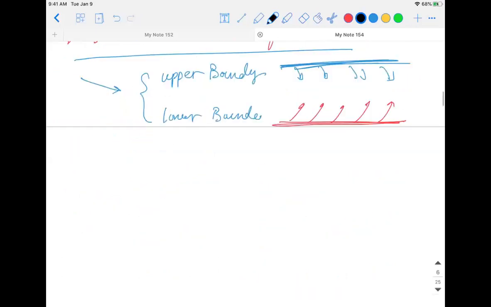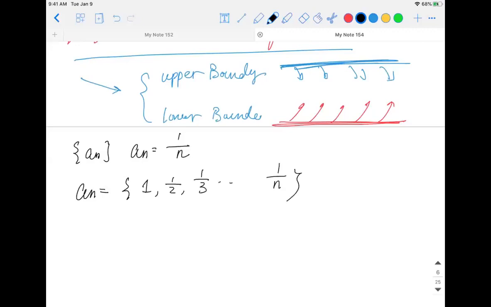Let's say I have a sequence a_n, and a_n equals 1 over n. If I write it out, a_n can be 1, 1 over 2, 1 over 3, 1 over 4, 1 over n, right? For sure, this is a bounded sequence because all the elements should be lesser than 1, right? 1 is their upper bound. And for sure, they're greater than 0. Then you have two boundaries for the sequence. This is quite understandable.